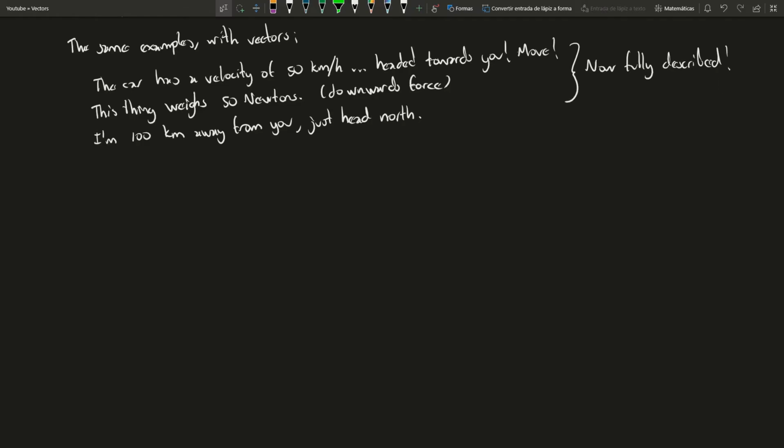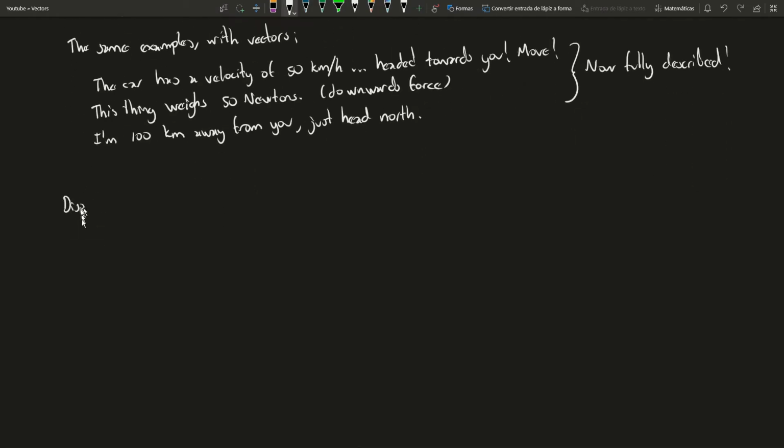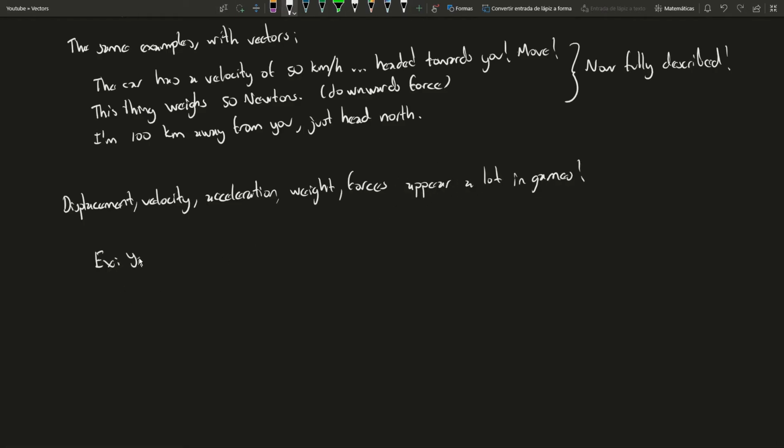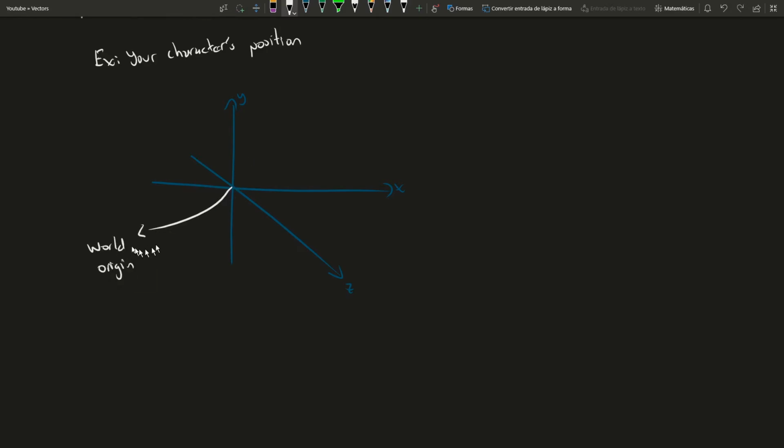And, what do you know? Displacement, velocity, acceleration, weight, and forces are frequently used in games because we often simulate physics. So much so that all the popular game engines have their own, often complex, physics engine. Let me give you a couple of practical examples of what I'm saying. First example, your character's position in the world. To track the position of a character, we use a single point. This point often is the center of mass of whatever collider you assign to the model.